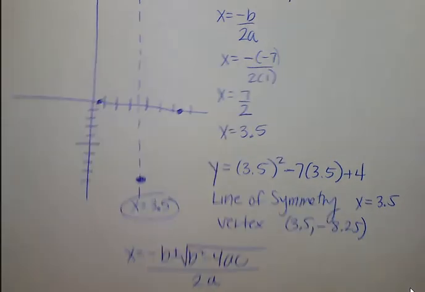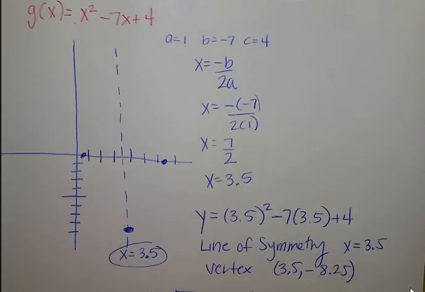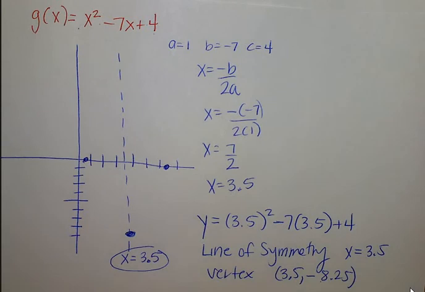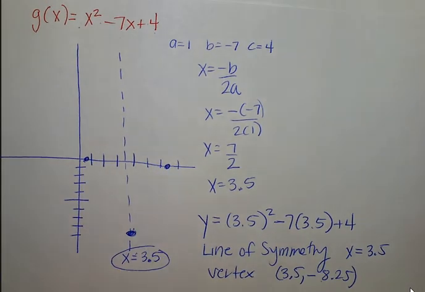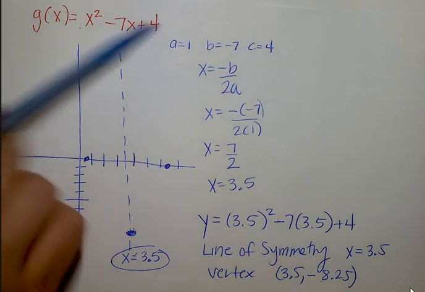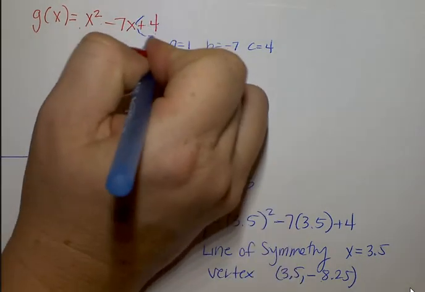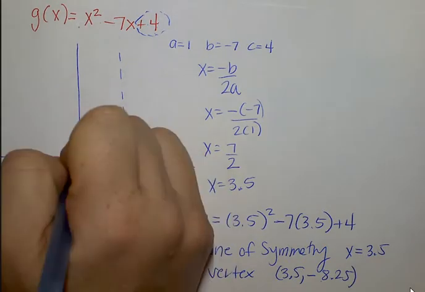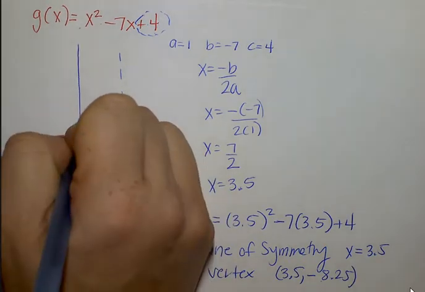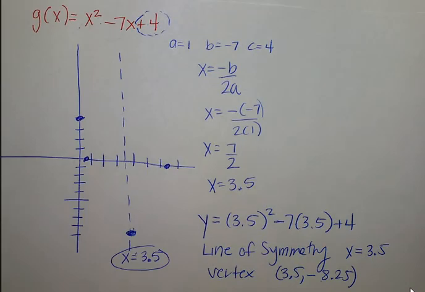When you graph this in standard form, you need to identify key features of the graph. So I have the line of symmetry, I have the vertex, I have the x-intercepts, and one advantage of being in standard form is that the y-intercept shows up right away. So 4 is the y-intercept. So go up 4, 1, 2, 3, 4, and identify it on the graph.